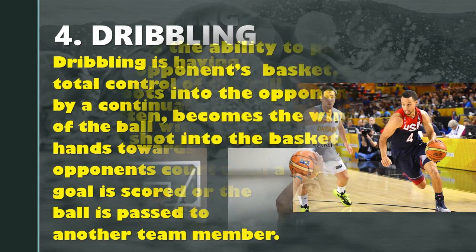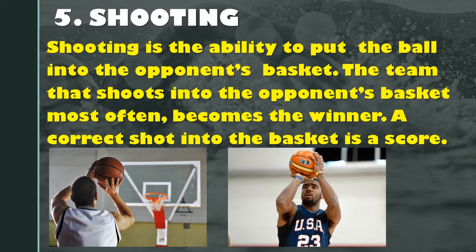Then the next skill is shooting. Shooting is putting the ball into the opponent's basket. The team that shoots more balls into the opponent's basket becomes the winner. So for you to be a good basketball player, you have to have the skill of shooting. A correct shot into the basket is known as a score. So these are some of the skills of basketball.